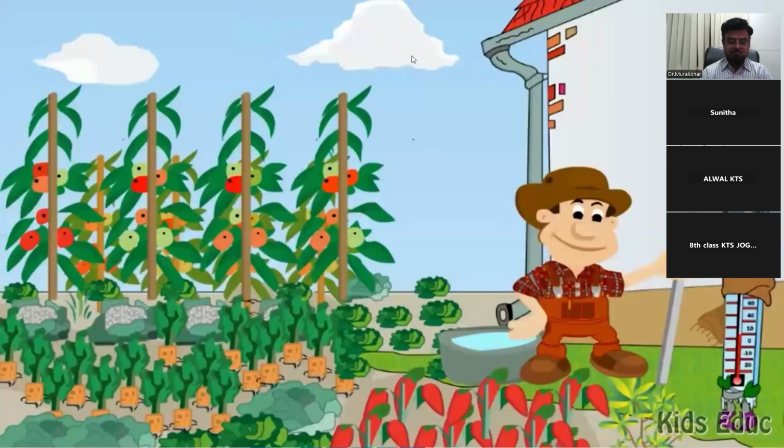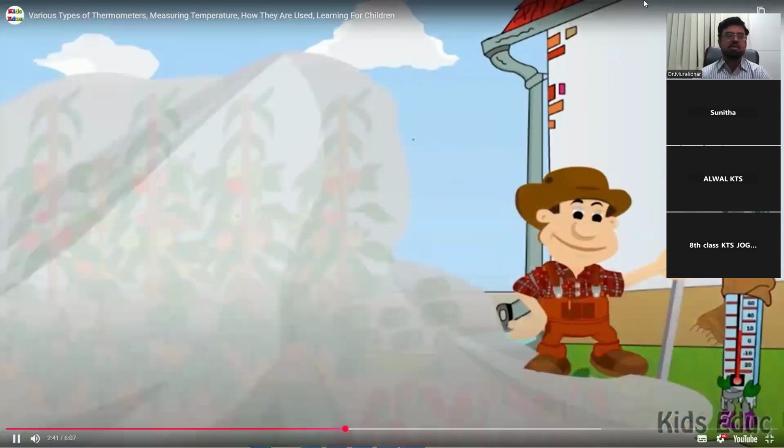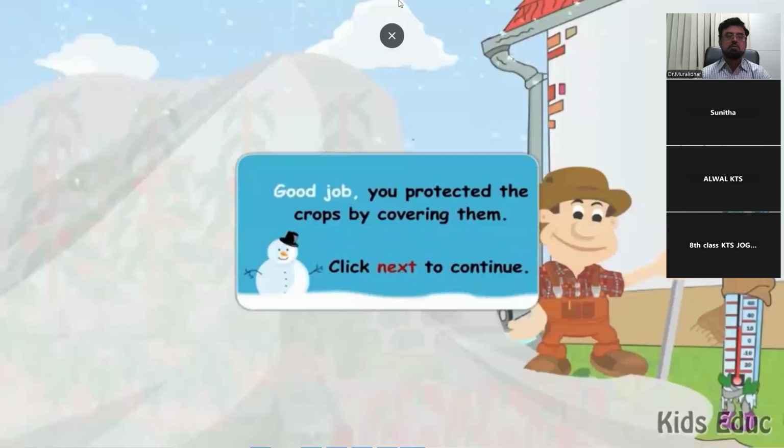Thermometers can be placed outside so that farmers can protect their crops and animals. Farmer Frank will want to know when to expect frost so that plants can be covered to protect them. It looks like it is going to be cold tonight. Click on the thermometer to see what happens. Good job. You protected the crops by covering them.